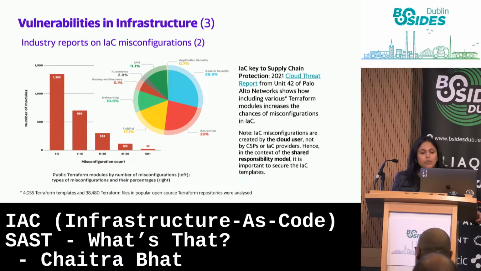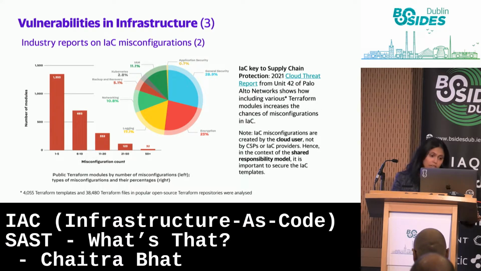Here in the second industry report, from the security team of Palo Alto Networks, this is a cloud threat report where they show you all the different types of vulnerabilities that were found in the publicly available infrastructure code templates. But another thing that is very new here is that they're trying to say it's very important to secure your infrastructure code in order to secure your supply chain.